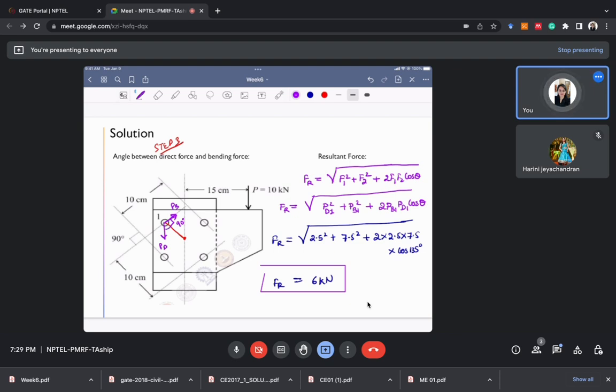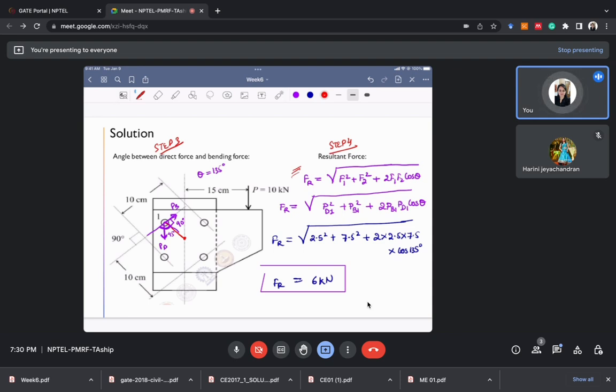This other angle will be 45 degrees. Why? Because the entire angle was 90 degrees, and this was half of it. So it will be 45 degrees, and theta we got as 135 degrees. So this is step number 3, the angle calculation. And finally the fourth step, step number 4, is the resultant force calculation. For this you need to keep this formula in mind.